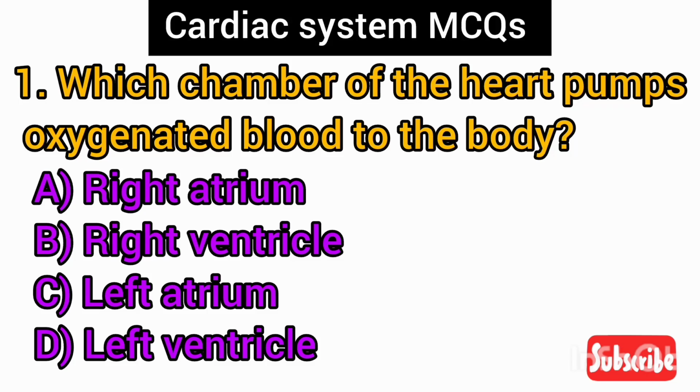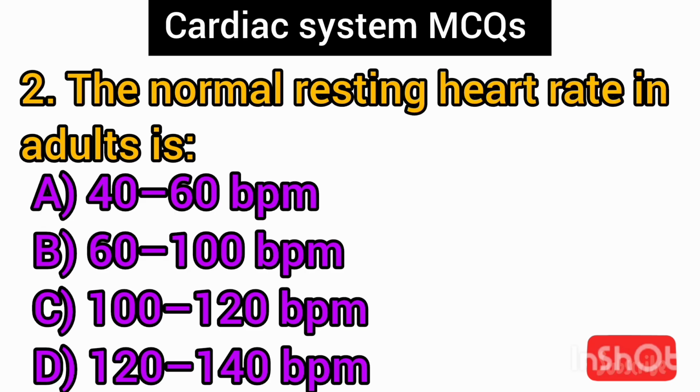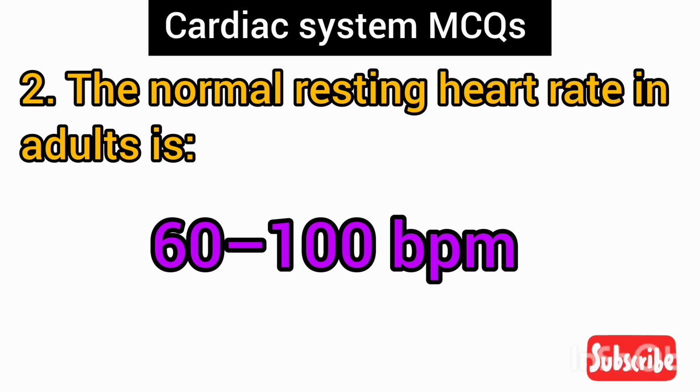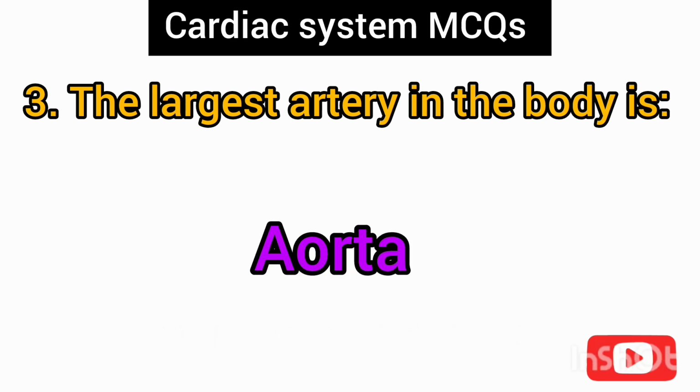Which chamber of the heart pumps oxygenated blood to the body? Answer is left ventricle. The normal resting heart rate in adults is 60 to 100 BPM. The largest artery in the body is aorta.